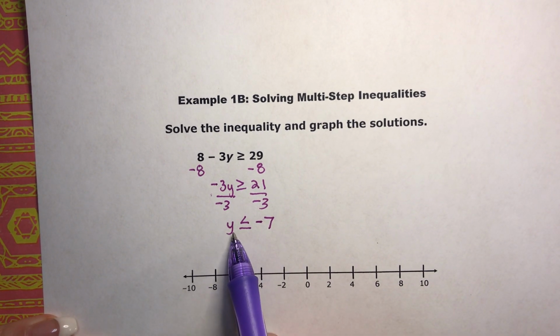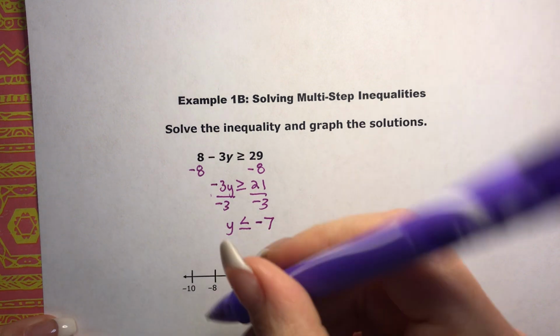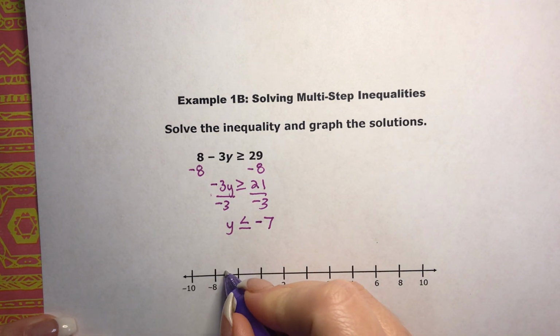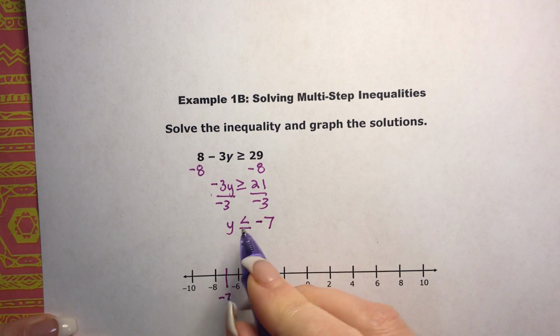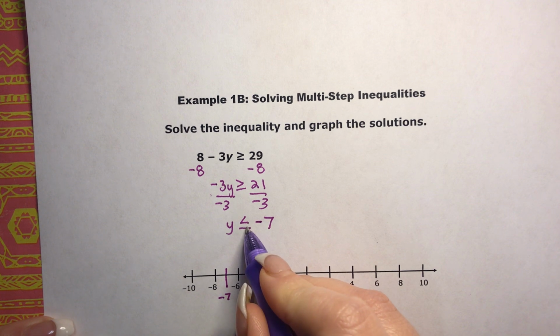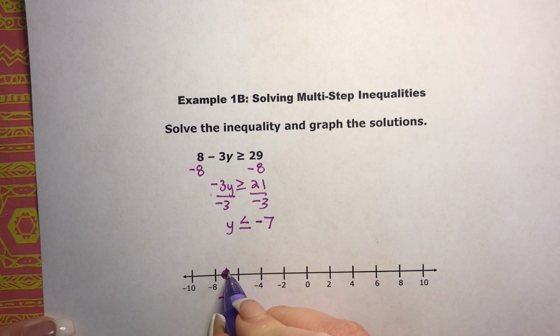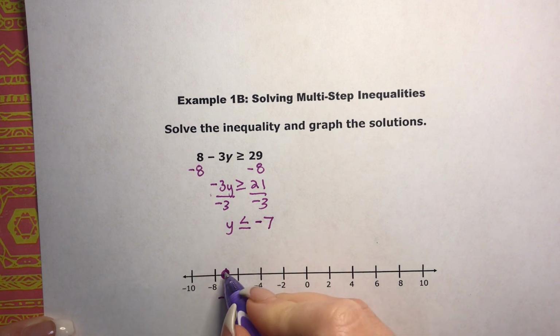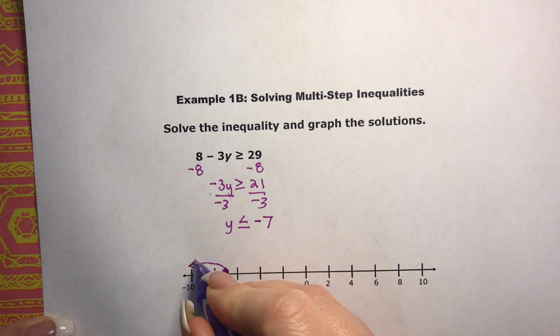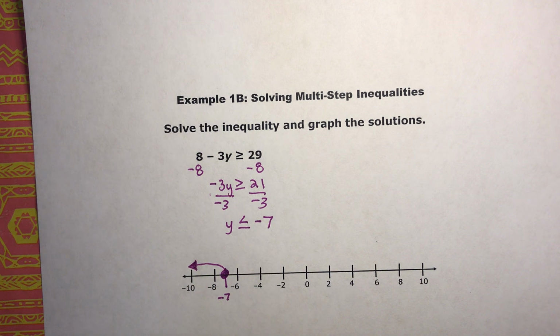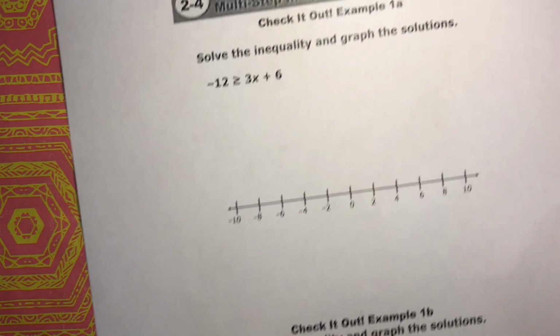So y, we find negative 7, which is between negative 6 and negative 8. Is it a closed circle or open circle? It's a closed circle, and y is less than, so does it go right or does it go left? You're correct if you said it went left. Great job. All right, let's look at another example.